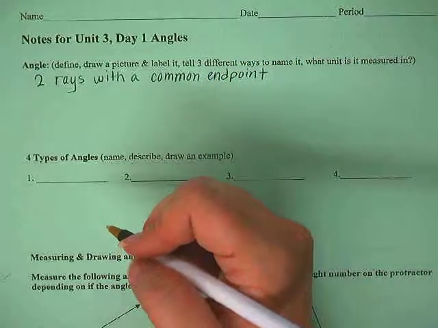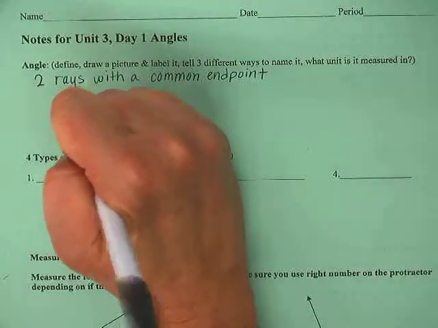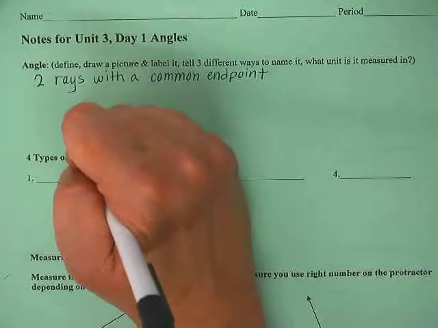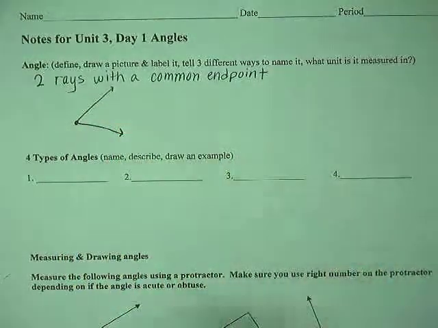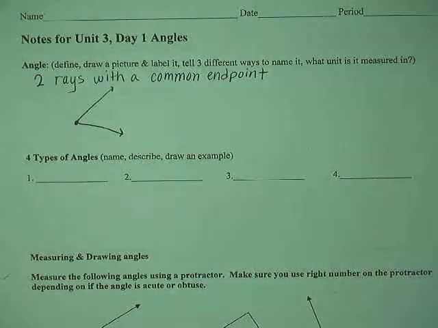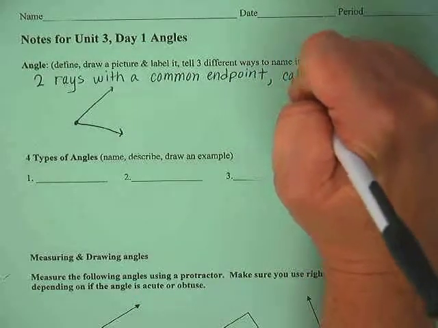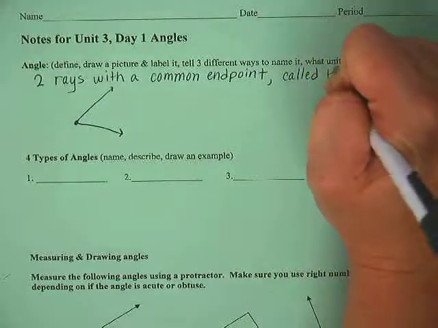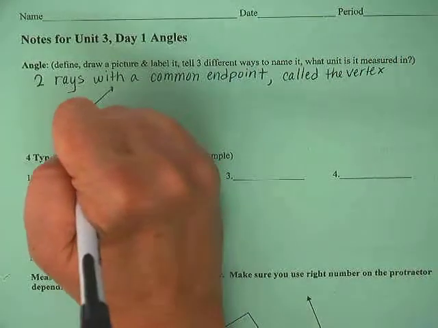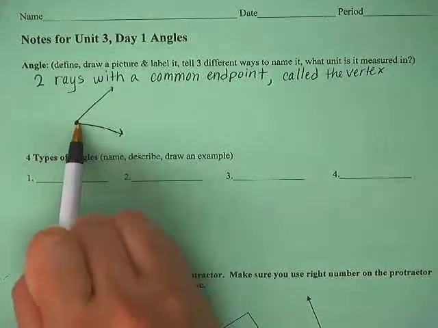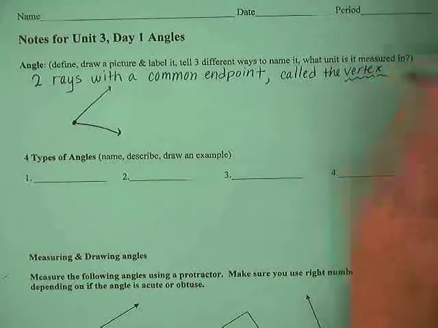Okay, let's go ahead and draw an example of an angle. So I'm going to put a point for the endpoint, and then I'm going to draw two rays coming from that endpoint. And there I have an angle. The endpoint is always called the vertex. So this point right here where the two rays meet is called the vertex of our angle. That's a vocabulary word you should learn.